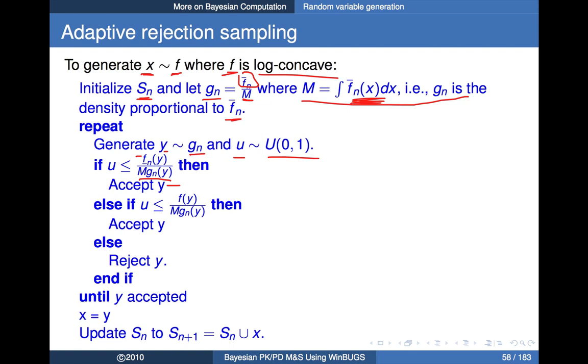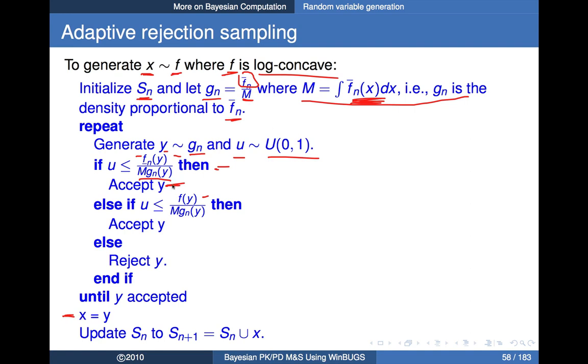So F involves solving that set of differential equations. It would be cheaper to calculate this f sub n of y once we've constructed it than it would be to calculate the f of y. So we might be able to get away with doing that. So if this is true, you would accept y and you jump right down and assign that value of y to the x that you wanted.